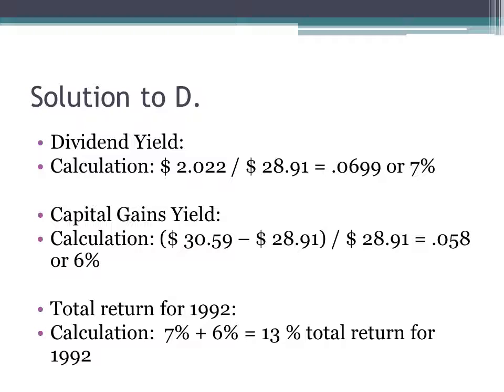Question 3D had asked for dividend yield, capital gains yield, and total return for 1992. Through our calculations, we came up with 7% as the dividend yield, 6% as the capital gains yield, and 13% as the total return for 1992.